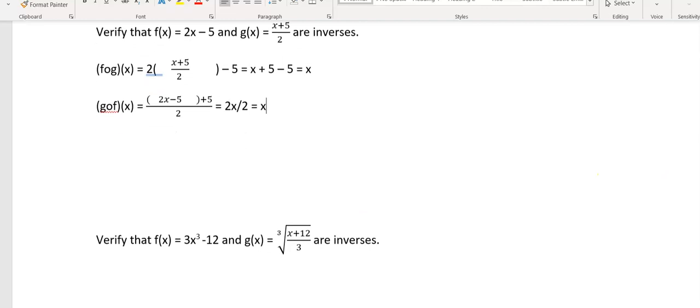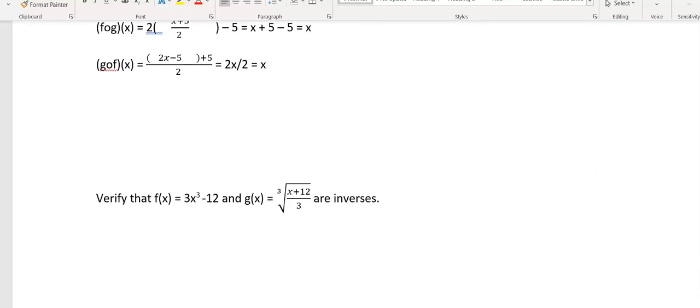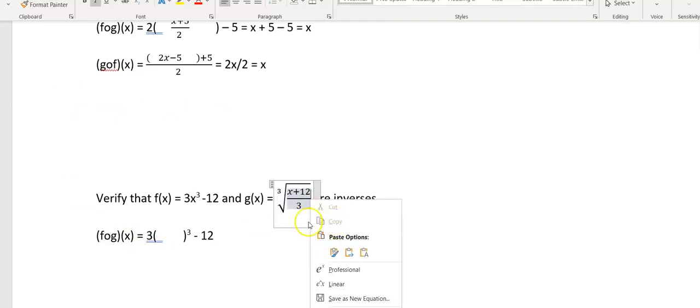All right, so let's do the same thing for these two functions. Same idea. We are going to do f composed with g, and then we'll do g composed with f. So if we do f composed with g, we want to replace this x with parentheses. So we'll have 3 parentheses to the third power minus 12. And now let's take g and plop that into the parentheses. So I'm going to copy and paste it, put it right in there.